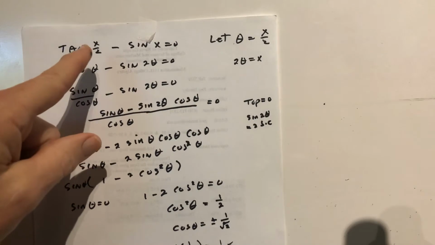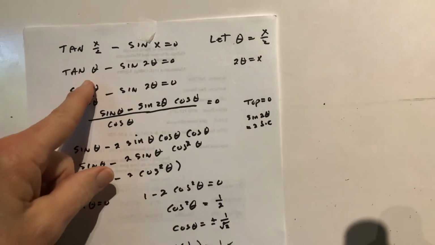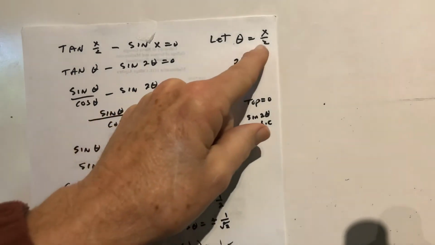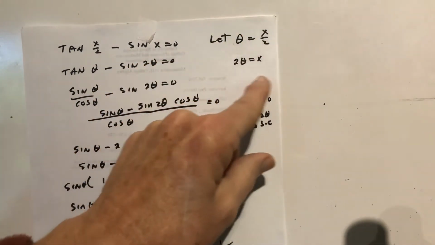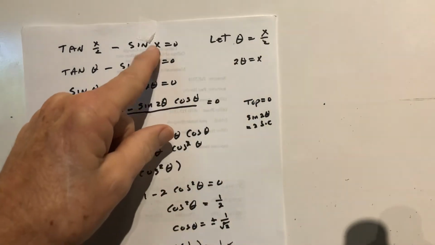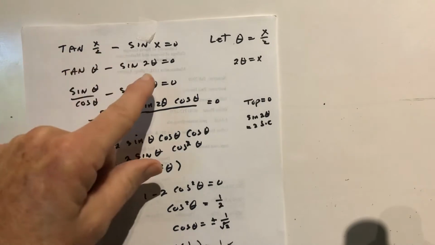So I'm going to change x over 2 to theta. So that's going to become a theta. Now, if I move the 2 over here, there'd be 2 theta equals x. So wherever there's an x, I'm going to put 2 theta. So now I have a double angle instead of a half angle.